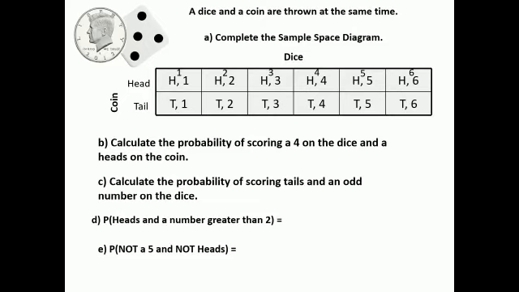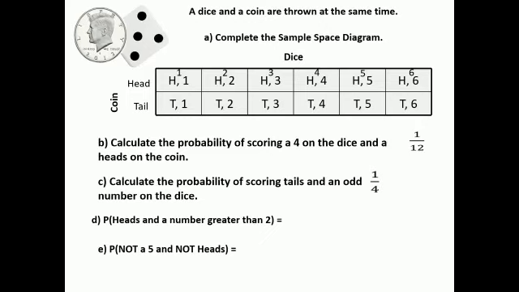1 coin and 1 dice. Some questions are there. Calculate the probability of scoring 4 on the dice and a head. Okay. So, you will get only one condition, 4 and head is 1. Calculate the probability of scoring tail and even number, odd number. Okay, so you will get 3 by 12. 3 by 12, they wrote it here in simplest form. You can write the correct answer, whichever one you got.